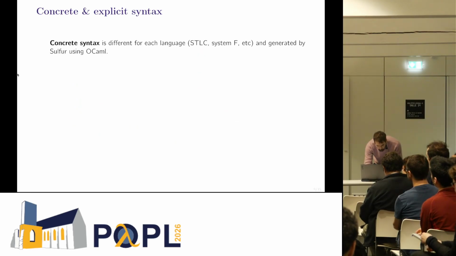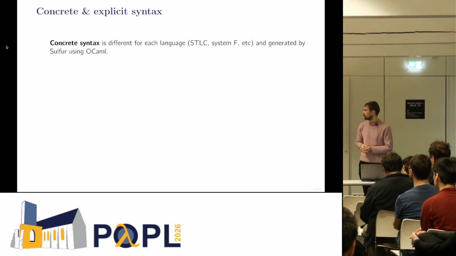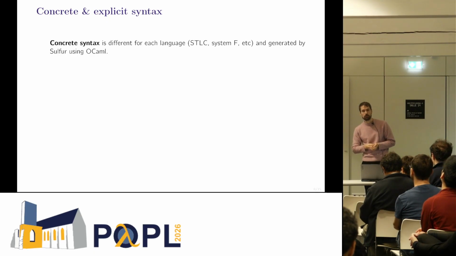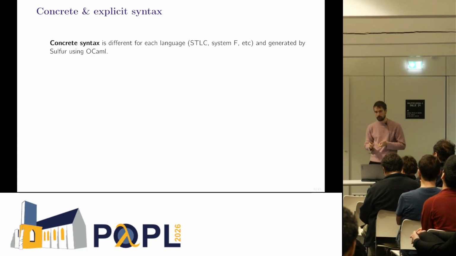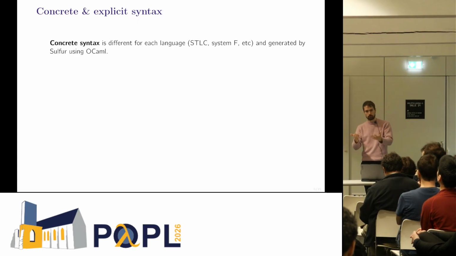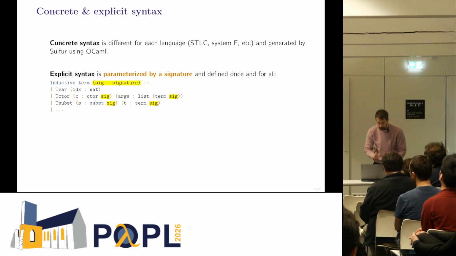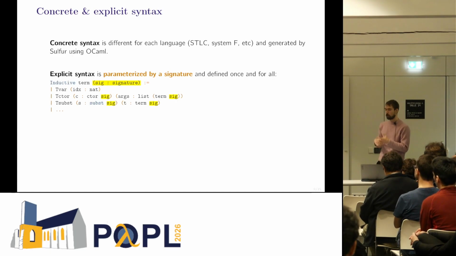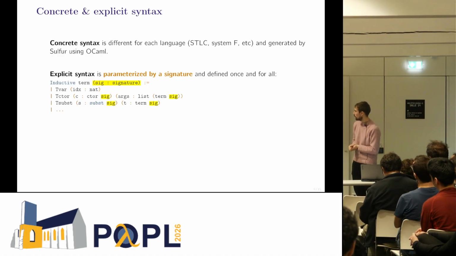Okay. So going into a bit more detail, why the concrete syntax is different for each language. Let's say you're formalizing simply typed lambda calculus or a dependent type theory or whatever. Sulfur regenerates the concrete syntax and operations all the time. But the explicit syntax, on the other hand, is defined once and for all, and it's parametrized over a signature. The signature contains the details of the specific language. So it works something like this.